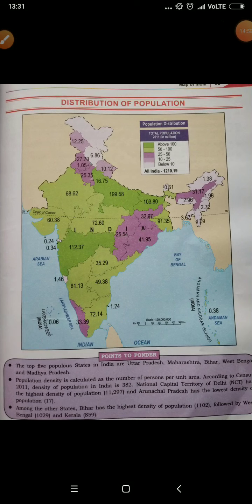So we have to keep in mind the top 5 populous states in India are Uttar Pradesh, Maharashtra, Bihar, West Bengal, and Madhya Pradesh. Population density is calculated as the number of persons per unit area. According to the census 2011, density of population in India is 382. National Capital Territory Delhi has the highest density of population, that is 11,297, and Arunachal Pradesh has the lowest density, that is only 17 people.